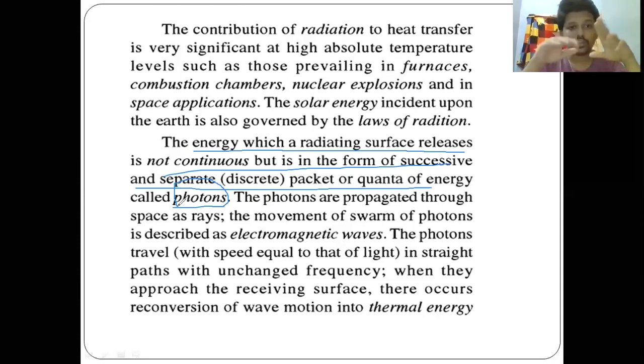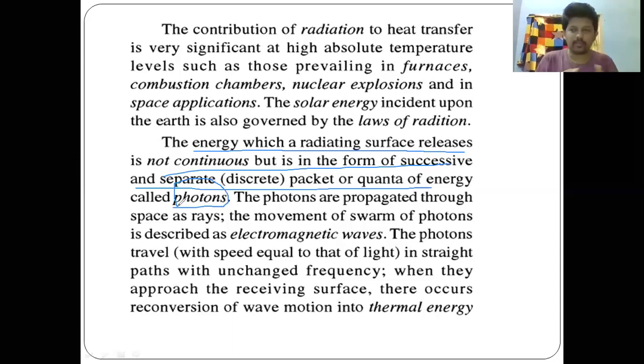And now these photons propagate in the space. This is a radiating surface. Here we have some electrons and atoms. When we have any excited state here, the photons will get excited and they move, not in a continuous form, but in separate ways. And this propagates into the space as rays, like we know rays, right? They propagate into the space as rays. And this movement of rays will create some waves in the space.